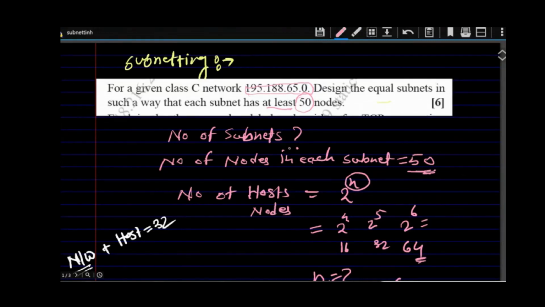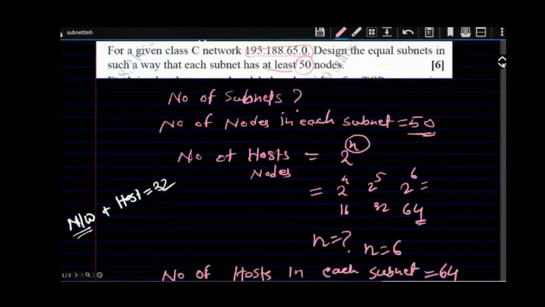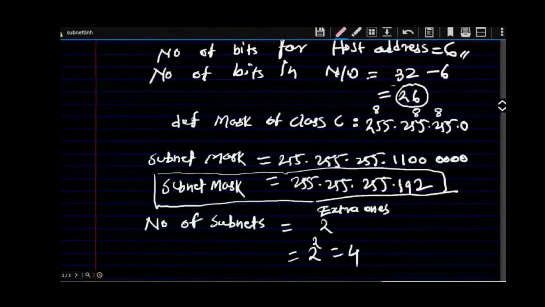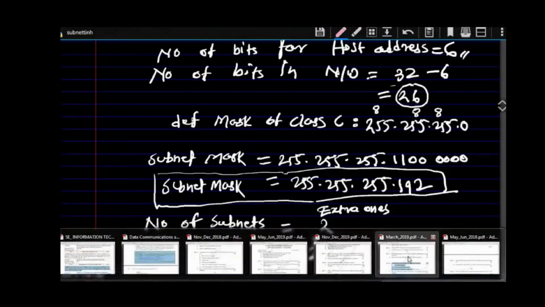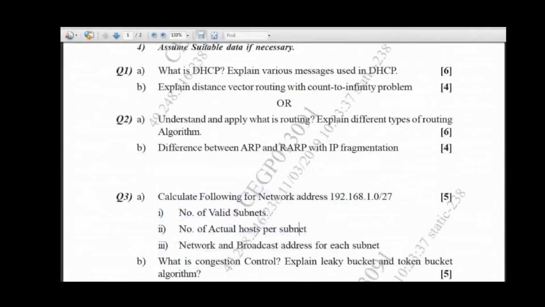In the other examples discussed in the videos, the number of subnets is given and you have to find the number of hosts in each network. Here it is reverse: the number of hosts is given and we are finding the number of subnets. Let me take one of the examples that was asked: the number of valid subnets, and the network and broadcast address of each subnet. Network means the starting address, broadcast means the last address.